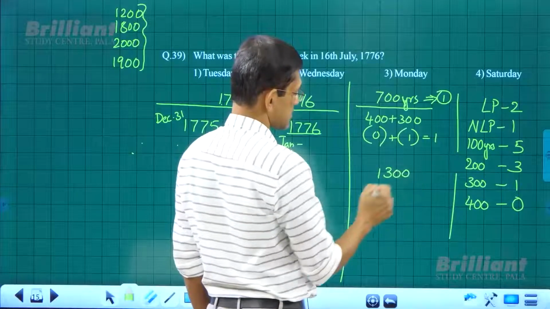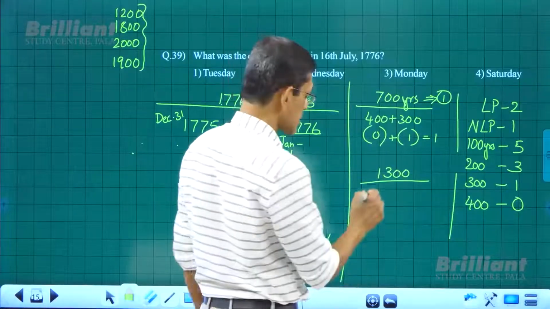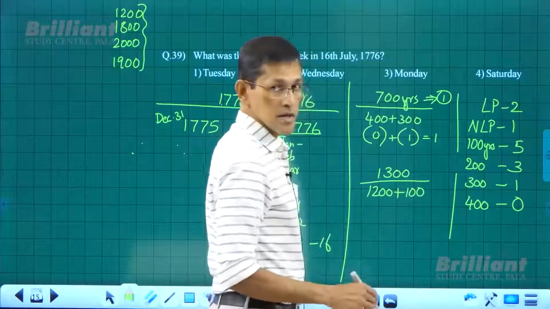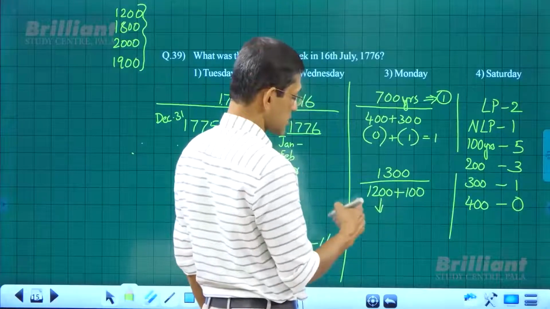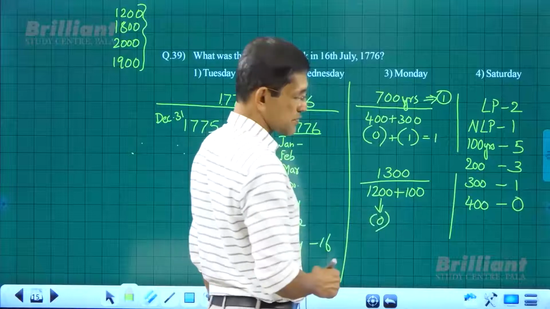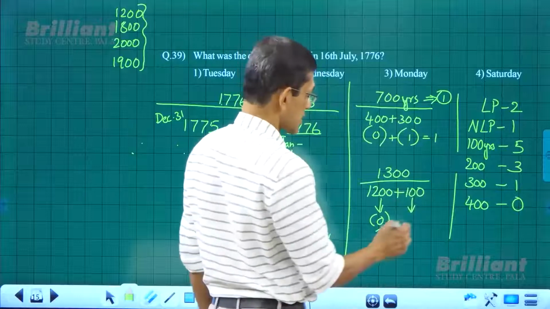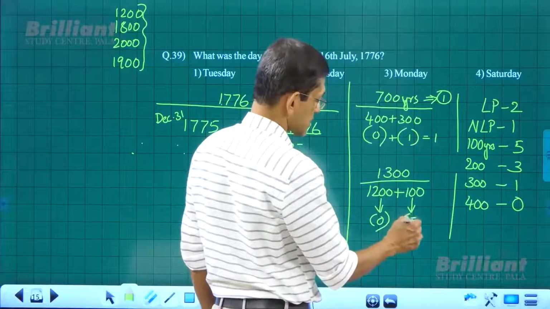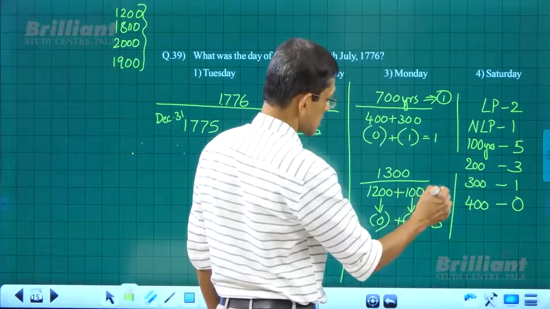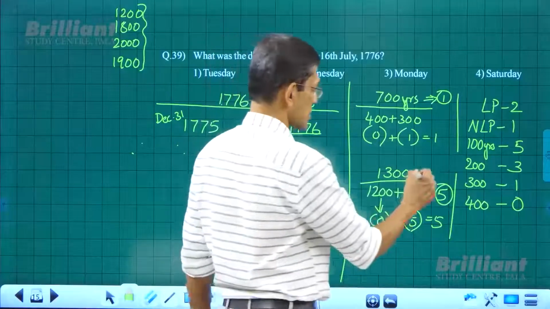And how many odd days for 1300 years? The largest multiple of 400 within 1300 is 1200, plus 100. So 1200 is a multiple of 400. So it's 400 plus 400 plus 400, that means 0 plus 0 plus 0, so 0. Then 100 means 5 odd days. So 0 plus 5, we have 5. Ultimately, how much do you get? 5 odd days for 1300 years.